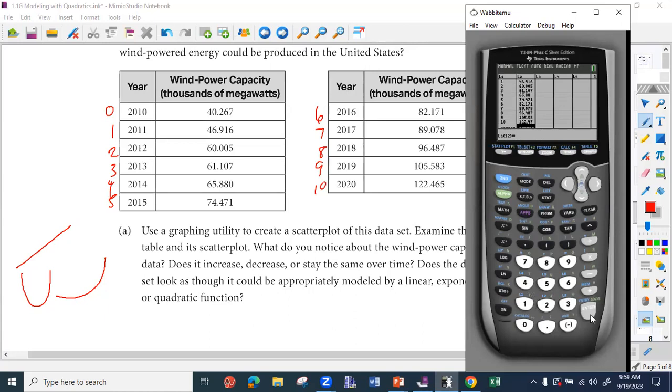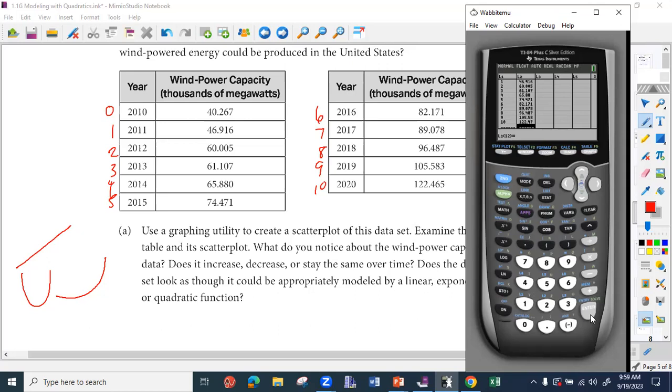Okay. Again, do what you're comfortable with. My job is to give you the tools. Your job is to pick the one you like. Okay. All right. So once I have all of my values in, I'm going to look at the scatter plot.